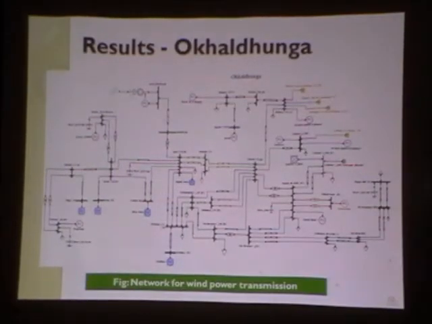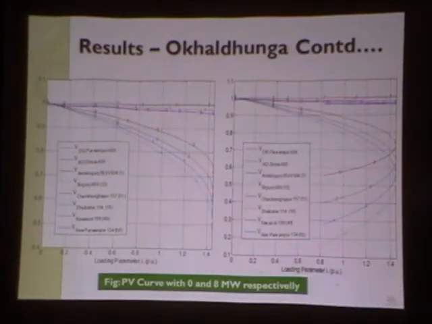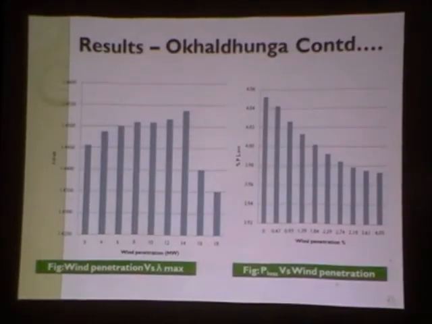This is the network designed for the Okhaldhunga corridor, because that is also one of the wind-prone sites as cited by the SOLAR project. After analyzing the wind penetration level for this network from voltage stability assessment, it shows that the loading parameter is almost stable within 1.4 while integrating from 0 megawatt to 8 megawatt of wind power. Now it shows that lambda max is continuously increased. We can increase the system's loadability margin of the network up to 40 megawatt penetration in that corridor.